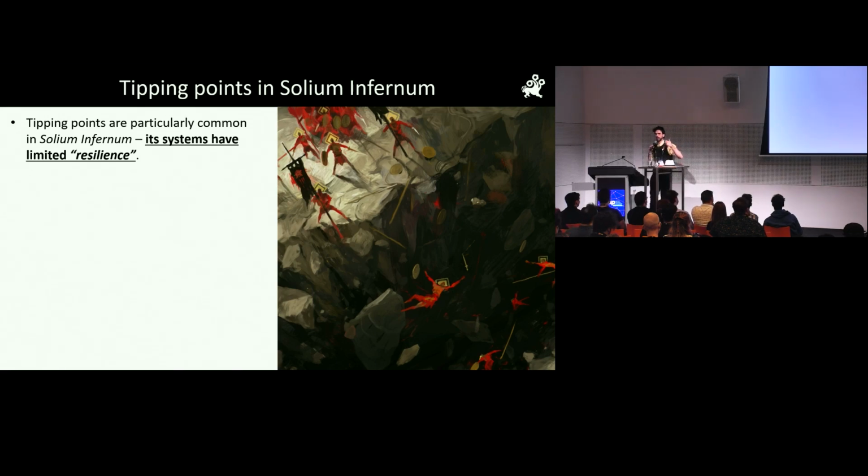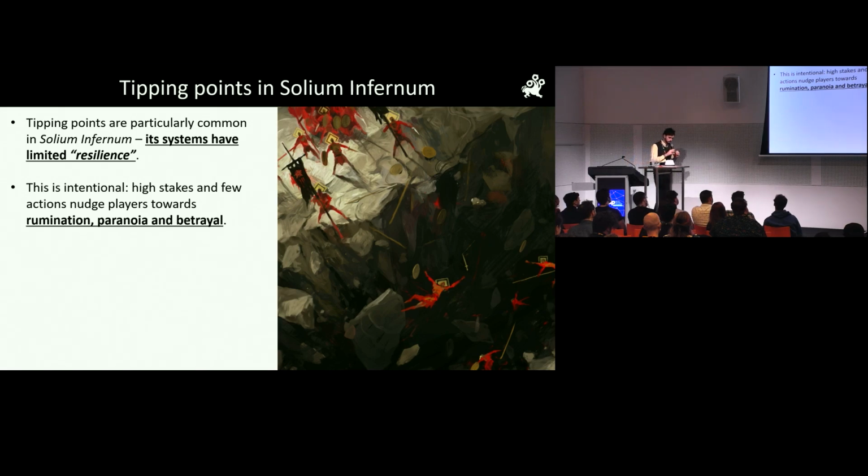Or positive feedback would be like, the more I win in StarCraft, the more I win because the more resources I have. Resilience is another way of saying negative feedback or rubber banding. Solium Infernum has a lot of positive feedback or snowball effect-ness. I love this image as an illustration of that.